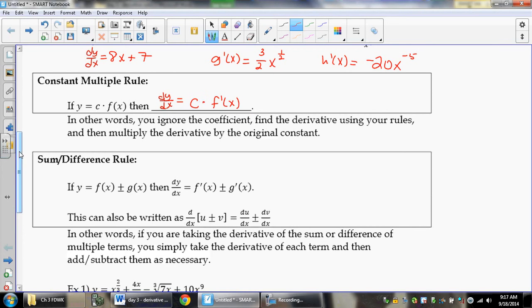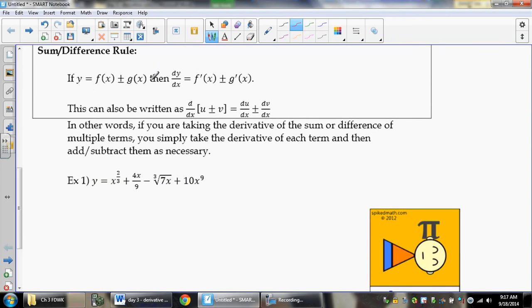That's about it. The sum and difference rule we went over. If you have a sum or a difference, you just take the derivative piece by piece.